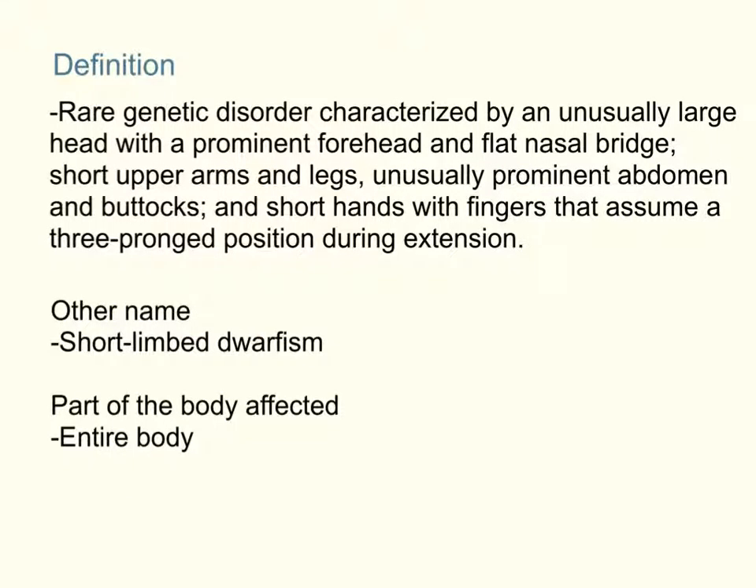The definition of achondroplasia is a rare genetic disorder characterized by an unusually large head with a prominent forehead and flat nasal bridge, short upper arms and legs, unusually prominent abdomen and buttocks, and short hands with fingers that assume a three-pronged position during extension. The other name of achondroplasia is short-limbed dwarfism.